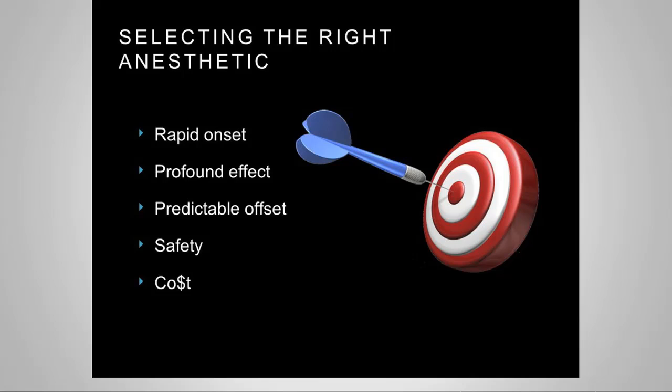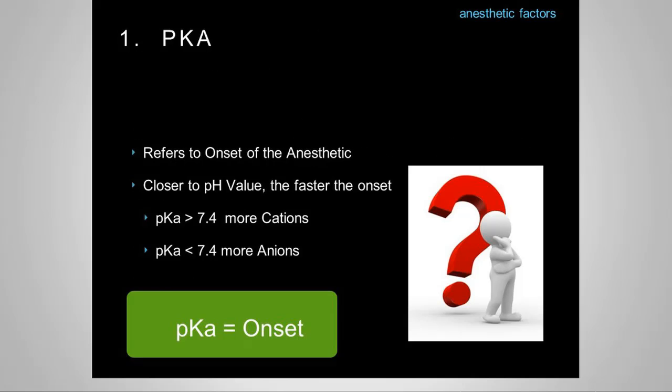So again, all of these factors play into choosing what type of anesthetic we need. We need something that is predictable in when it becomes numb, and also when it wears off, the offset as well. It needs to be safe, of course, and it also needs to be cost effective. So let's talk about some of those factors that play into the decision-making process here.